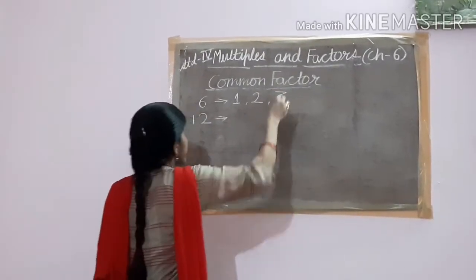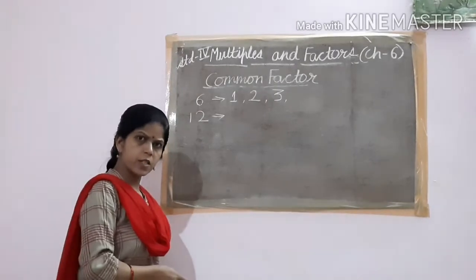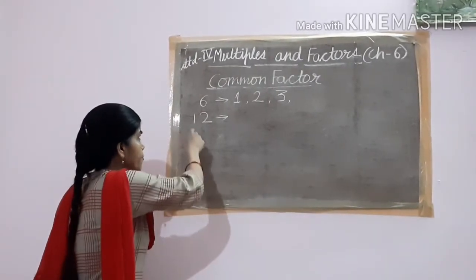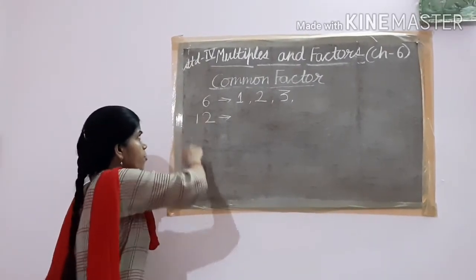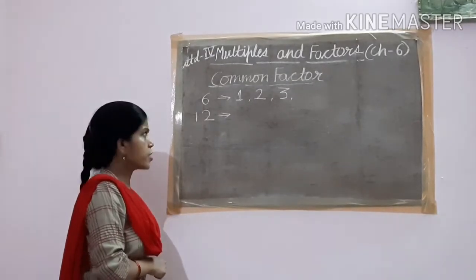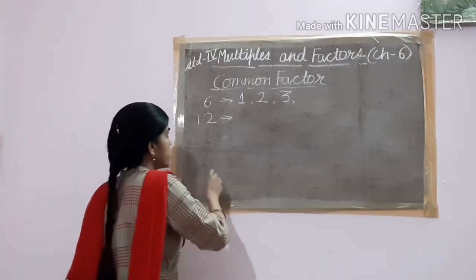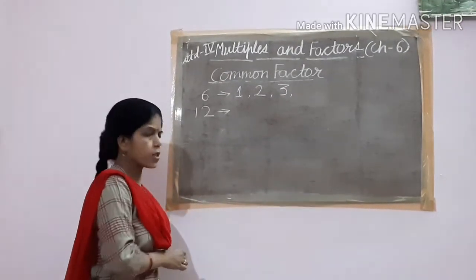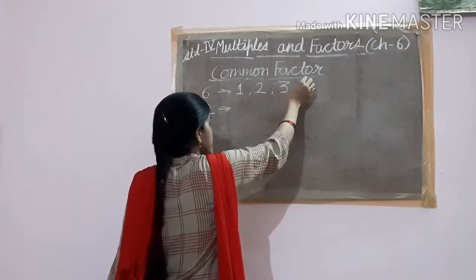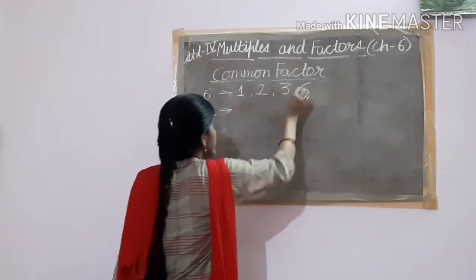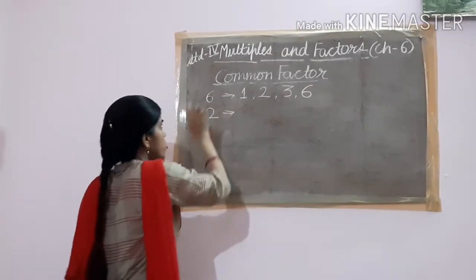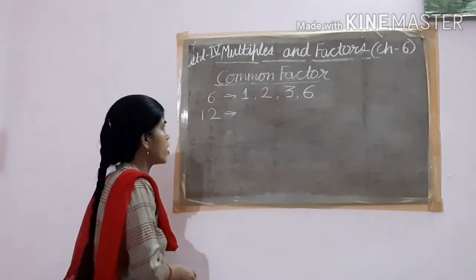3 twos are 6. Now 4, is it a factor? If you divide 6 by 4, is it possible? No, it is not possible. In the 4 table, 6 is not coming. Then 5 also, 6 is not coming. But yes, 6: 6 ones are 6. So these are the factors of the number 6. Now what do we have to do?